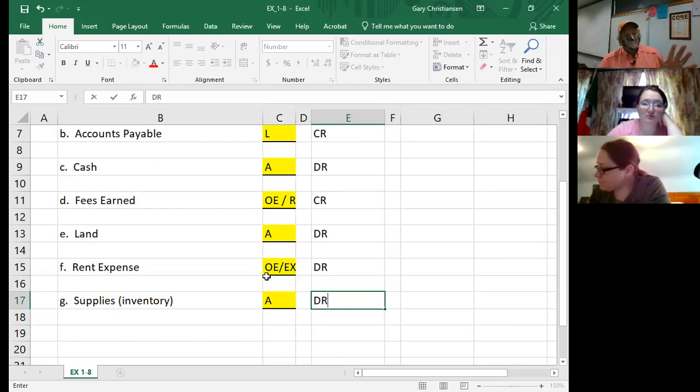Let's see. All right, I like this exercise. I like anytime we can do some journal entries or identify things, it makes it easier for us as we move forward.